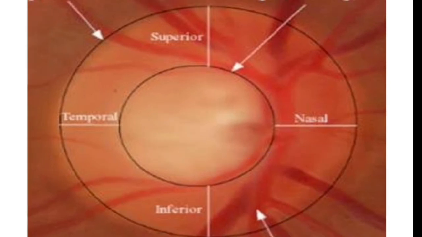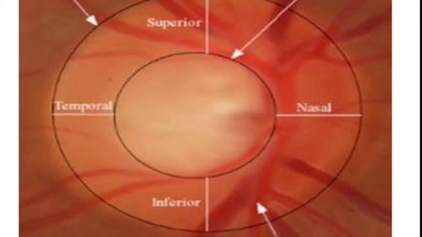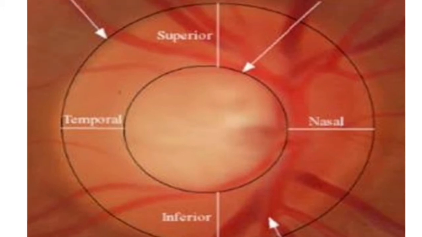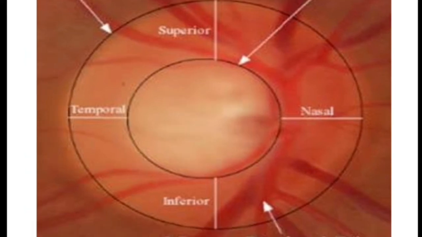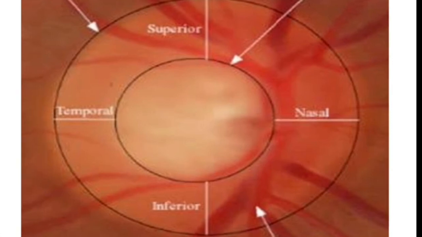And the third factor is the morphology of the pores through which the axons of the ganglion cells exit, and the connective tissue in between the pores. In the superior and inferior poles, these pores are largest and there is least interpore connective tissue. But it is opposite in the case of nasal and temporal. So this is about the neuroretinal rim, that is, the color of the neuroretinal rim and the normal width of the neuroretinal rim in the various quadrants.